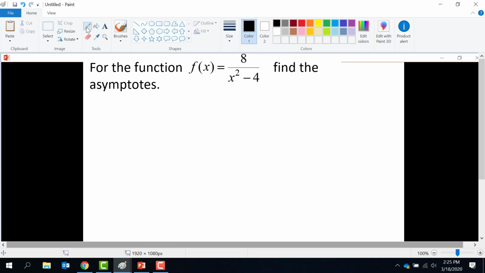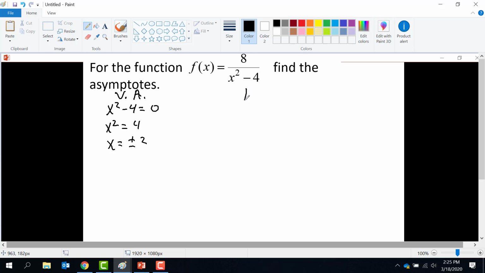So to find the vertical asymptotes for rational functions, those happen at numbers that make the denominator 0 and not the numerator. So since the numerator is always 8, in this problem we don't have that. We don't have to worry about that. So we just figure out what makes the denominator 0. x squared minus 4 equals 0. So then x squared would have to equal 4. So then x will have to equal plus or minus 2. And so these are the vertical asymptotes.